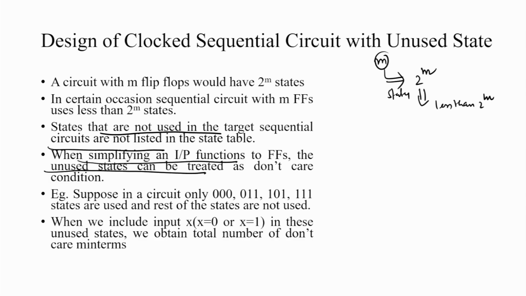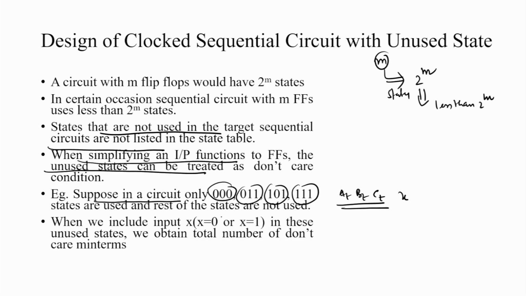Let us suppose we design a circuit in which, using 3 flip flops, only the states 000, 011, 101 and 111 are used, and the rest of the states are not used. The input and output combinations represent the state values, like AT, BT and CT. These 3 flip flops are used and 1 input is used.